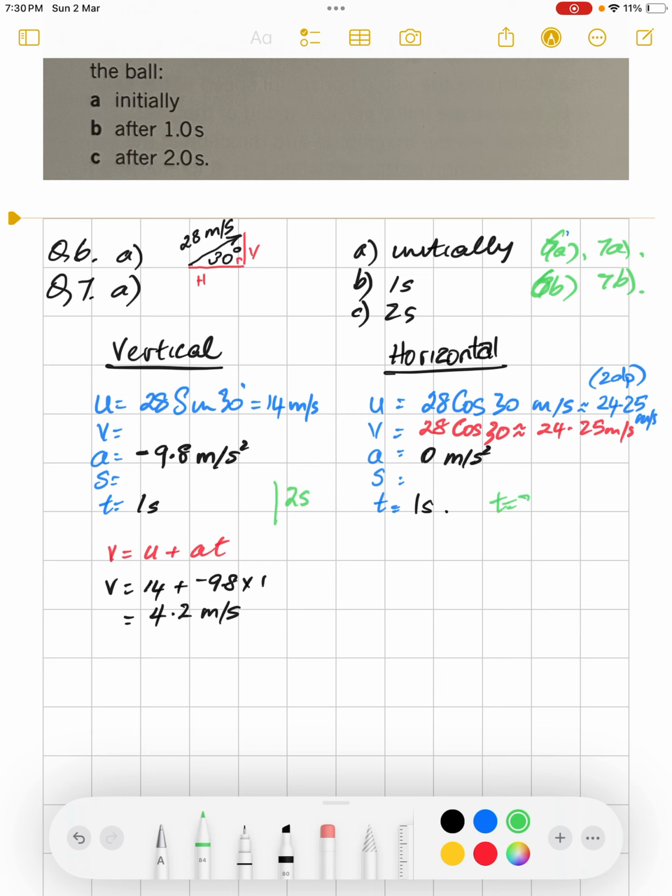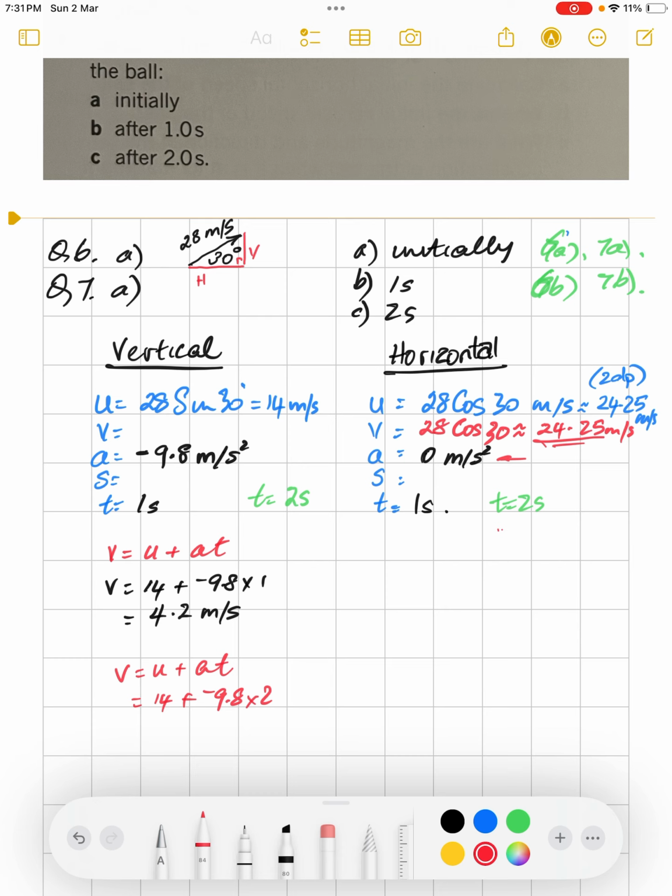And finally, after 2 seconds, so let's do the 2 seconds. Time is 2 seconds. Let's put T equals 2 seconds. For time equals 2 seconds, horizontally it will always be 24.25. So horizontal stays because the acceleration is 0. Now let's look at the vertical, U plus AT. So the initial velocity was U. We're going down at 9.8, and we've got 2 seconds.